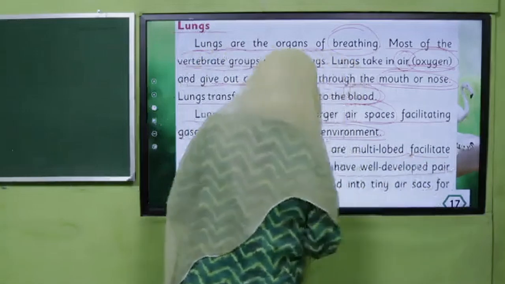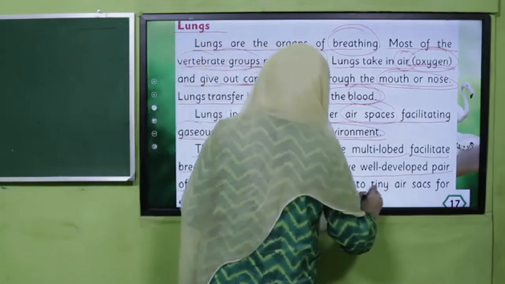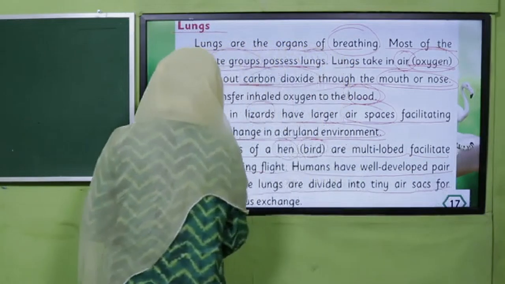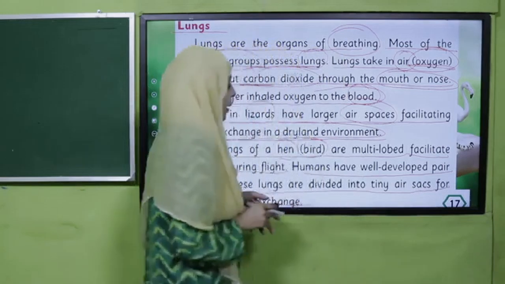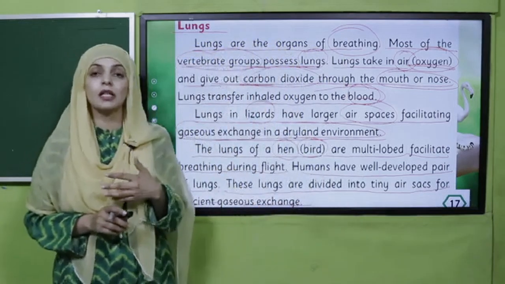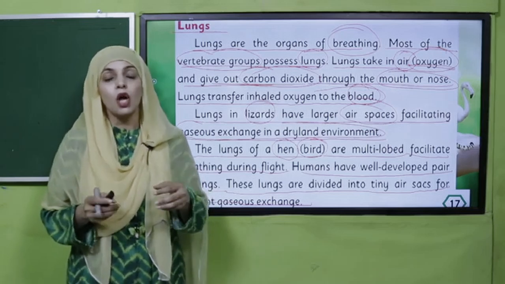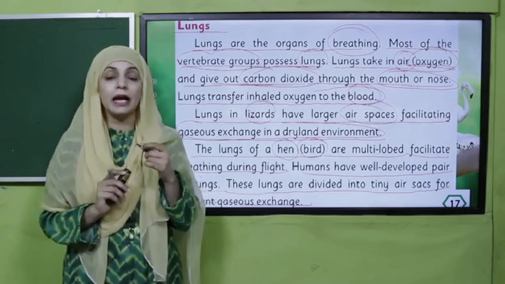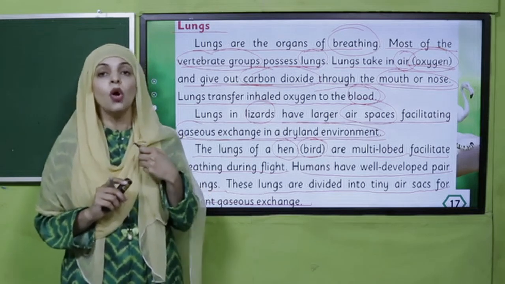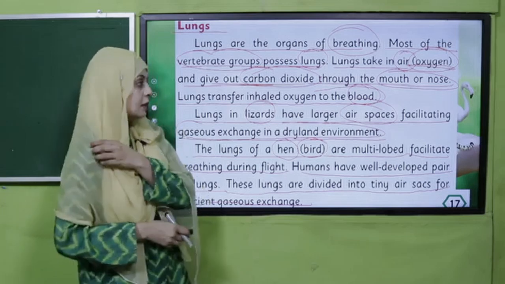Humans have well developed paired lungs. These lungs are divided into tiny air sacs for efficient gas exchange. So my dear students, humans have 2 lungs, one on the right and the other on the left side, and they are well developed. Inside them there are tiny air spaces that make gas exchange very easy and efficient.